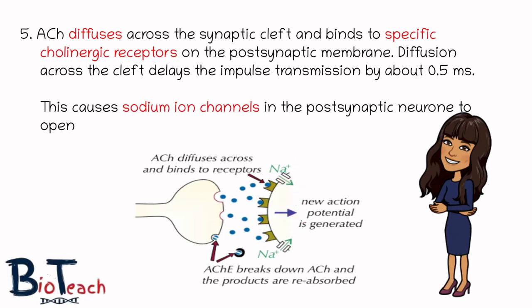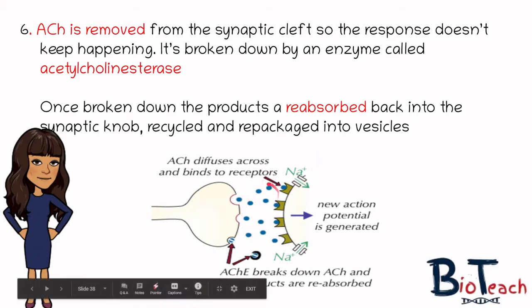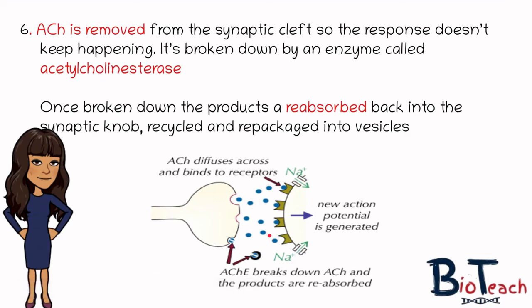So basically what this means is that the influx of the sodium ions into the postsynaptic membrane causes depolarization, and that basically means that the action potential will be generated as long as the threshold has been reached. And then the last step that you've got over here is that the acetylcholine will have to be removed from the synaptic cleft. The advantage of that being removed is basically that the response won't keep happening.